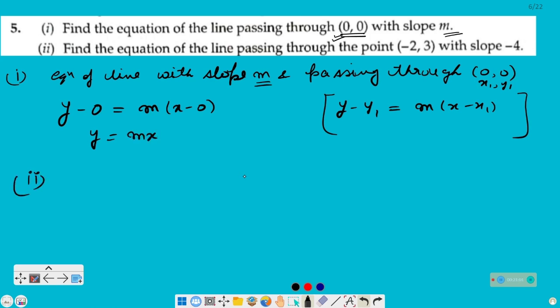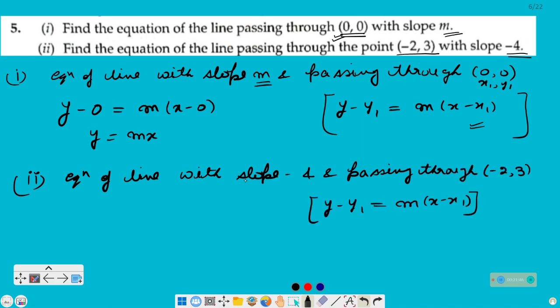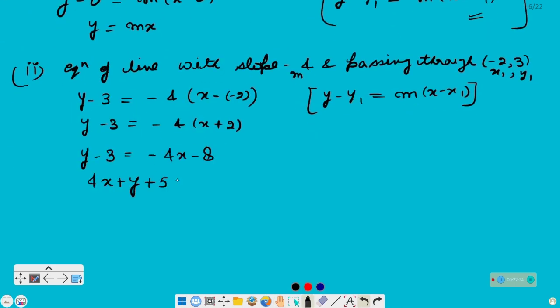Second part. Find the equation of the line passing through the point minus 2, 3. 1 point on the line is given with slope minus 4. Same formula will be applicable. This is x1, y1, y minus y1 and y1 is 3, m is minus 4, x minus x1, x1 is minus 2. 4x plus y plus 5 is equal to 0.